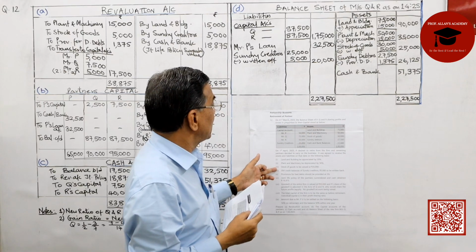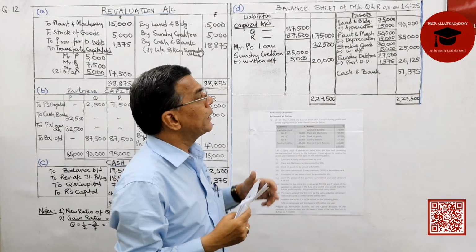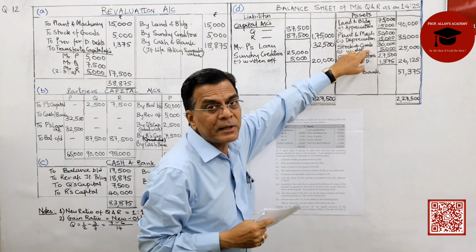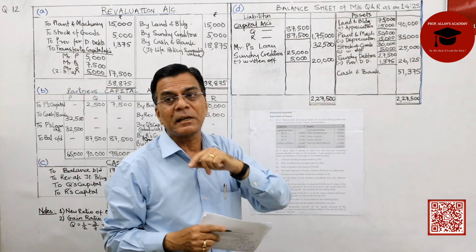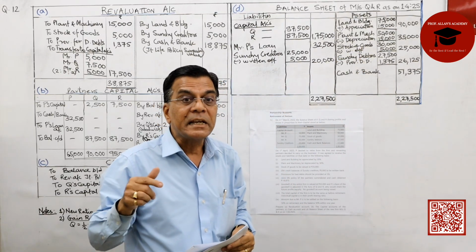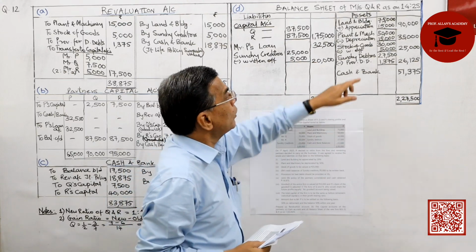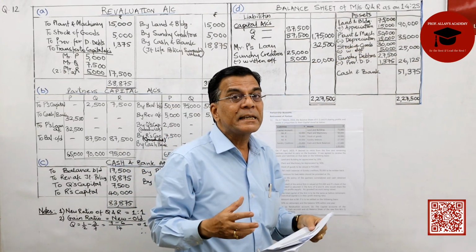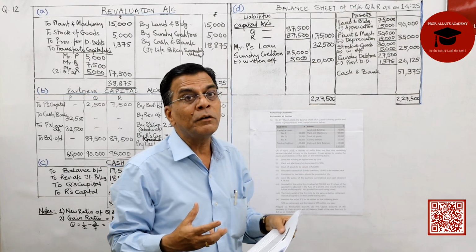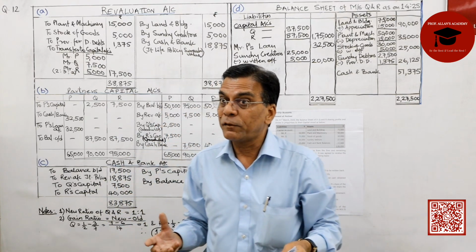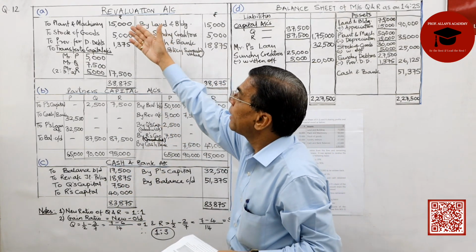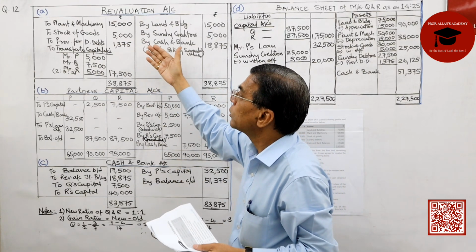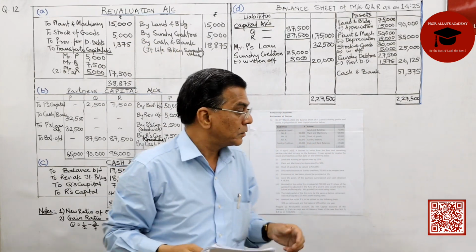The next, third, stock is to be valued at 25,000. What is the stock at present in the balance sheet? 30,000. So, there is a decrease in the value of stock from 30 to 25. So, that means our asset of 5,000 is being written off. What will it be? Therefore, it will be a loss. And therefore, it will come in the revaluation account on the debit side to stock of goods 5,000.